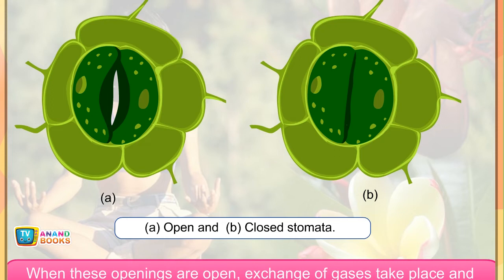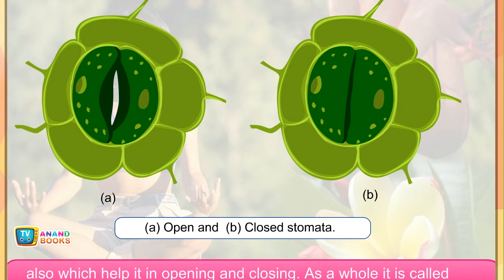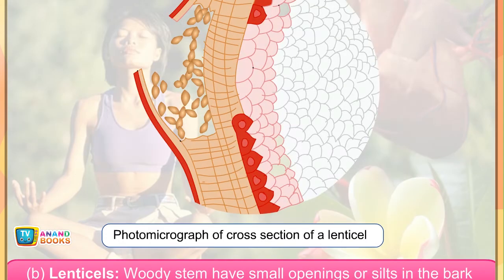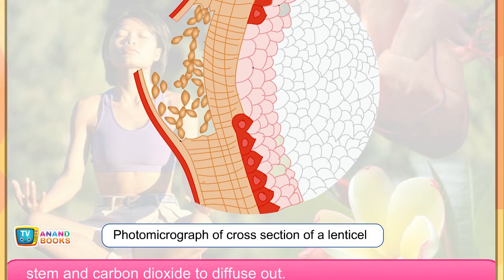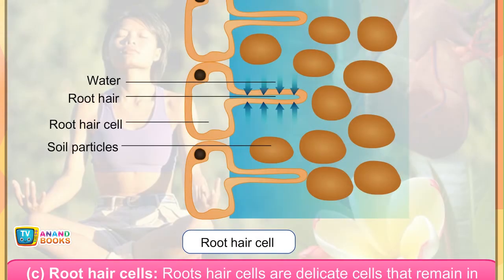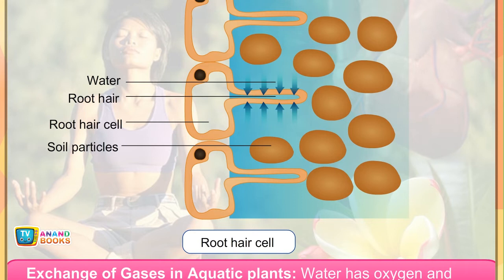Stomata have some other parts also which help in opening and closing. As a whole, it is called the stomata apparatus. B. Lenticels. Woody stems have small openings in the bark called lenticels, which allow oxygen to diffuse into the living stem and carbon dioxide to diffuse out. C. Root hair cells. Root hair cells are delicate cells that remain in contact with air present in the soil. The exchange of respiratory gases takes place through them.